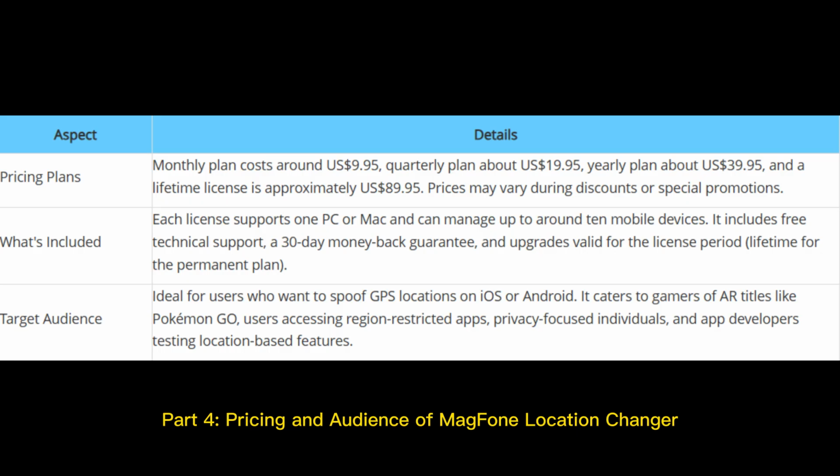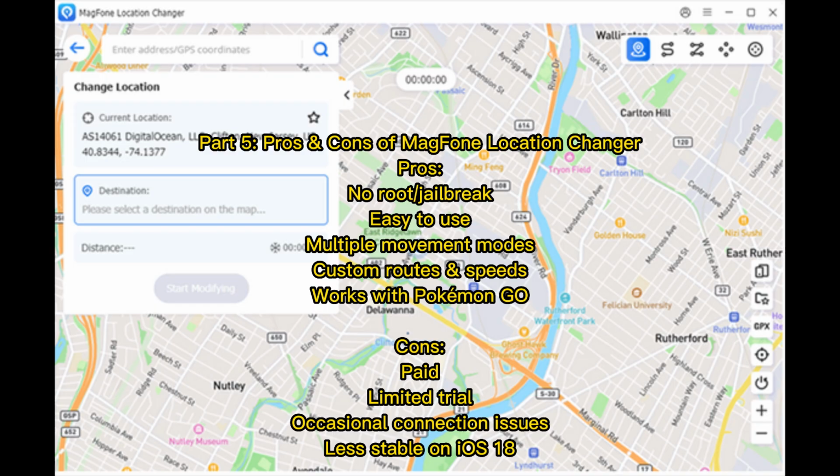Part 4. Pricing and audience of MagFone Location Changer. Part 5. Pros and cons of MagFone Location Changer. Pros: no root or jailbreak, easy to use, multiple movement modes, custom routes and speeds, works with Pokemon Go. Cons: paid, limited trial, occasional connection issues, less stable on iOS 18.